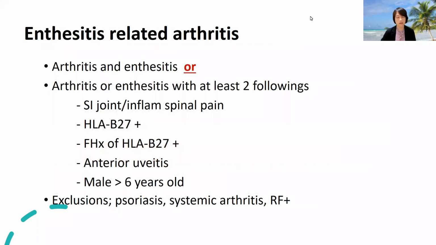At that time, the radiologist suggested ERA, because in enthesitis-related arthritis, patients can have arthritis, enthesitis, and sacroiliitis as a group. Patients can be HLA-B27 positive, with a family history of HLA-B27 and uveitis. And patients are usually male, older than 6 years old. This girl was not HLA-B27 positive and did not have a family history of HLA-B27. She had only arthritis, enthesitis, and sacroiliitis.